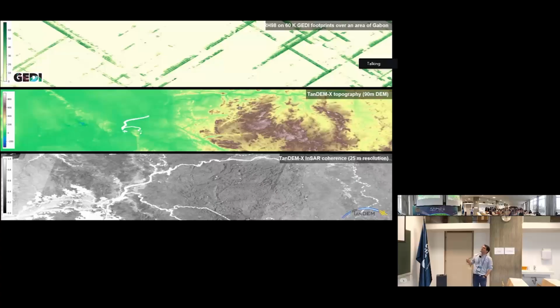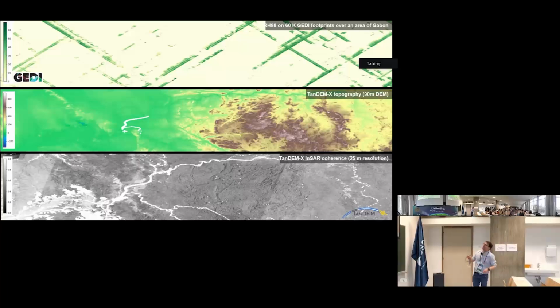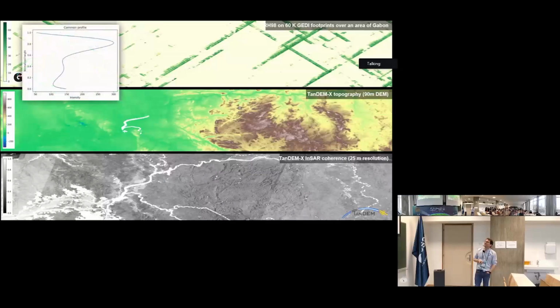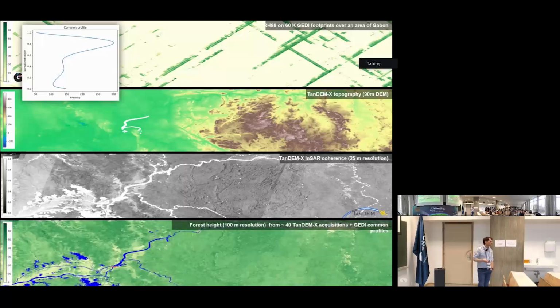So this is what we did here, and that's the result. That's now something a bit larger in space: the GEDI waveforms, the TanDEM-X DEM, you see you have a lot of topography, and the TanDEM-X coherences. There are several acquisitions here, I don't remember how many, but this is the TanDEM-X coherence at 25-meter resolution. You see it changes a lot, you even have some topographic effects in the coherence. But then with this game, we get the mean profile, and with the mean profile we get a height.